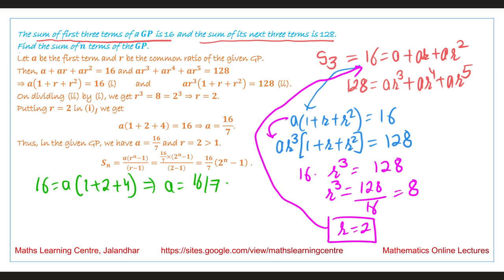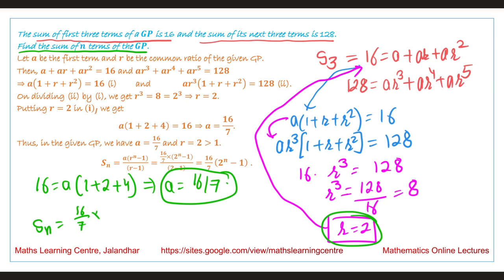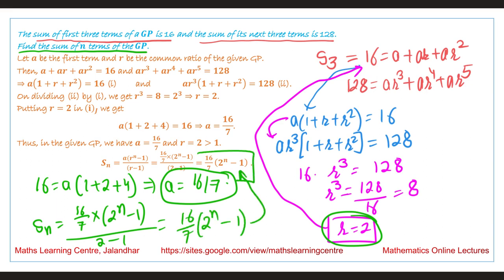So we have to find the sum of the n terms of the GP. We have the value of a, we have the value of r. So the sum of the n terms of the GP is 16 by 7 into 2 raised to the power n minus 1 divided by 2 minus 1. So it is 16 by 7 into 2 raised to the power n minus 1. This is the sum of n terms of this GP.